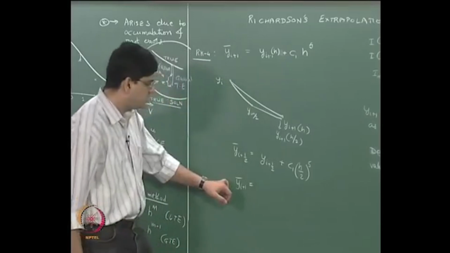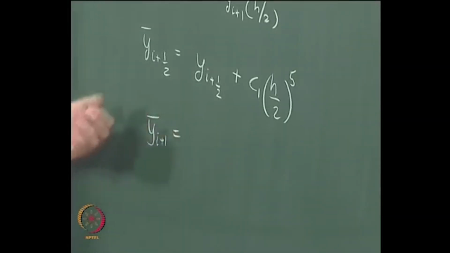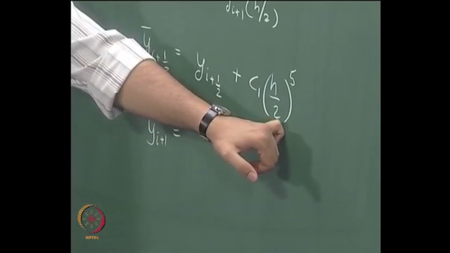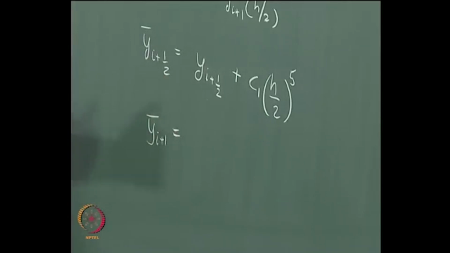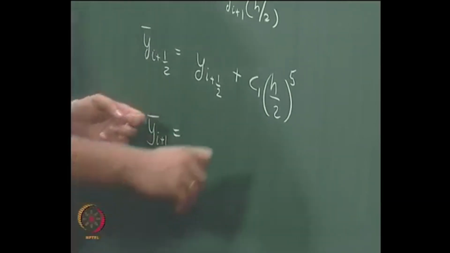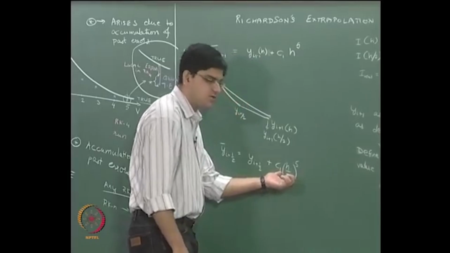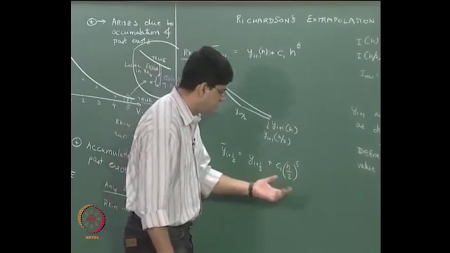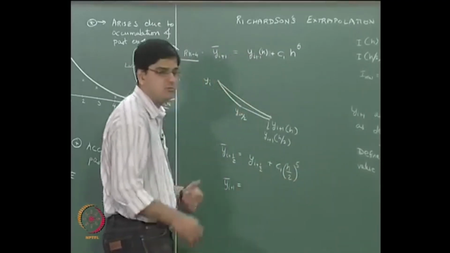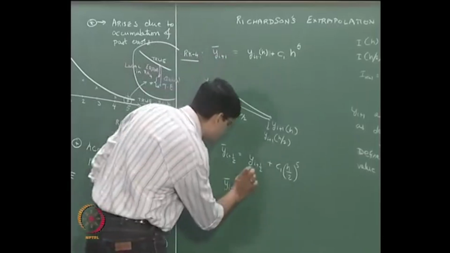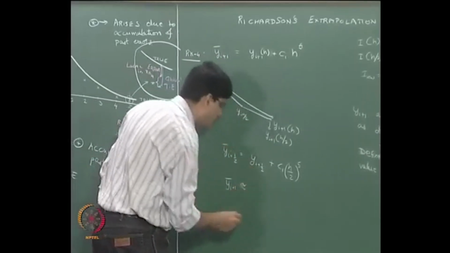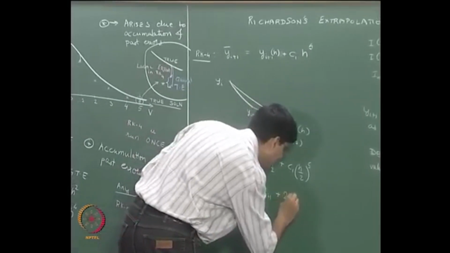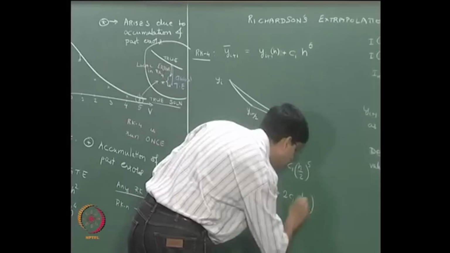y(i+1) bar is going to be equal to the value computed at y(i+1) plus the error that we will get at y(i+1). Now this error is also going to propagate into the future. So, without going into any of the numerical complexities, I will write y(i+1) is going to be approximately of the form y(i+1) plus 2 times c1 (h/2)^5.